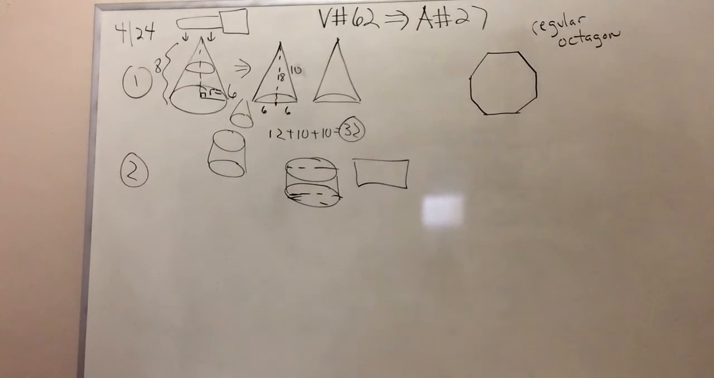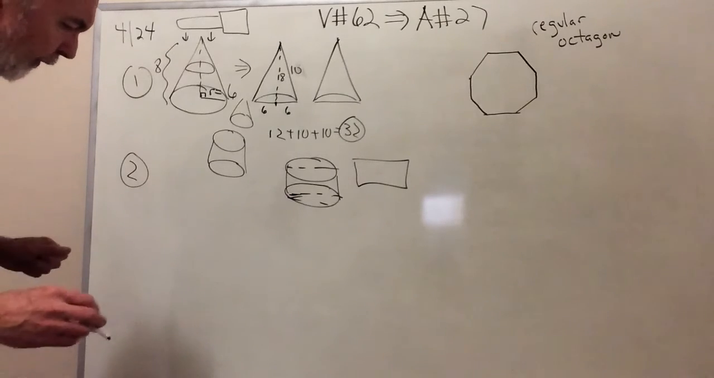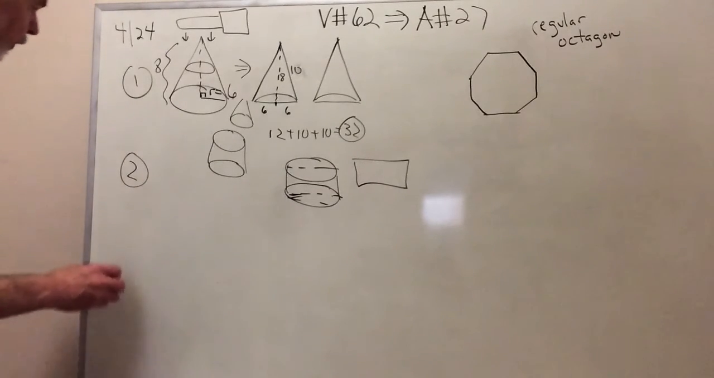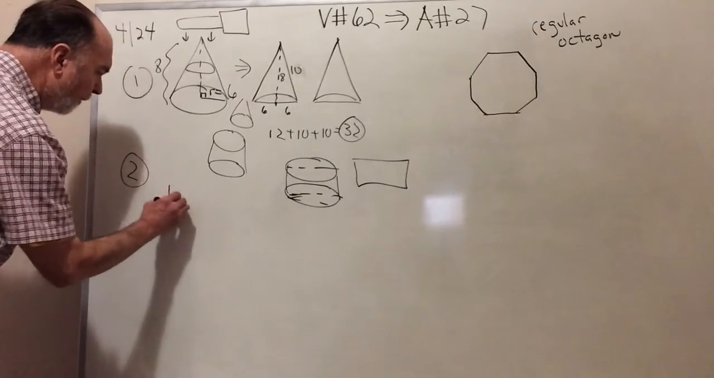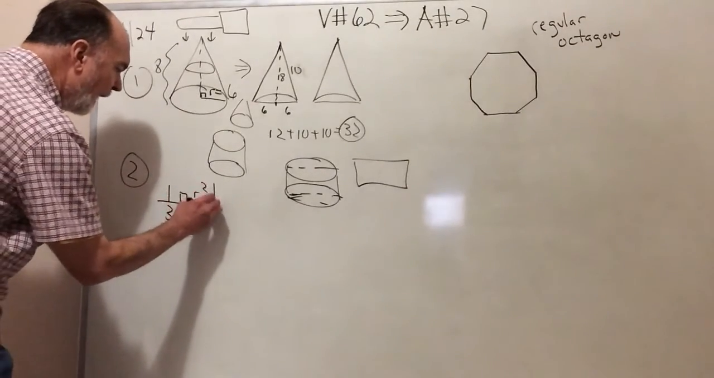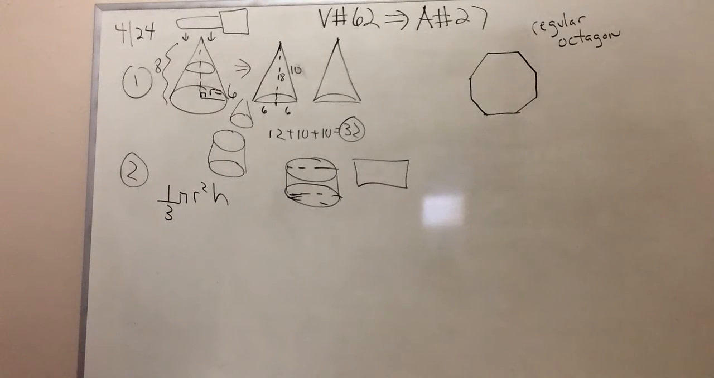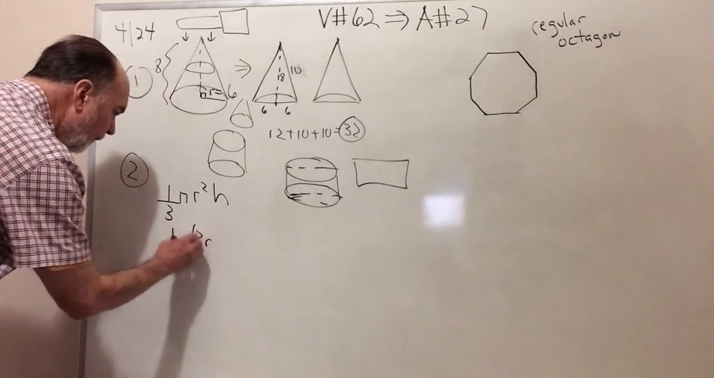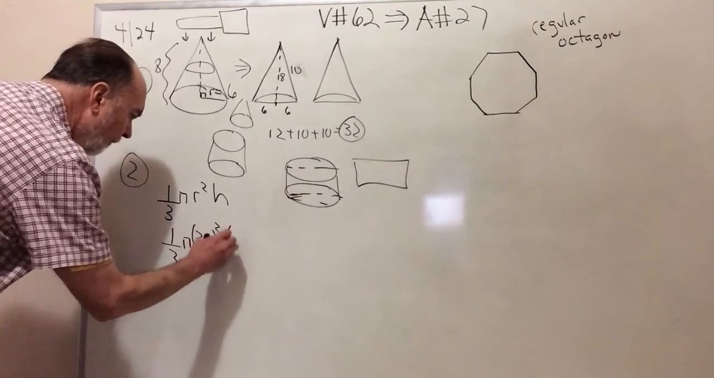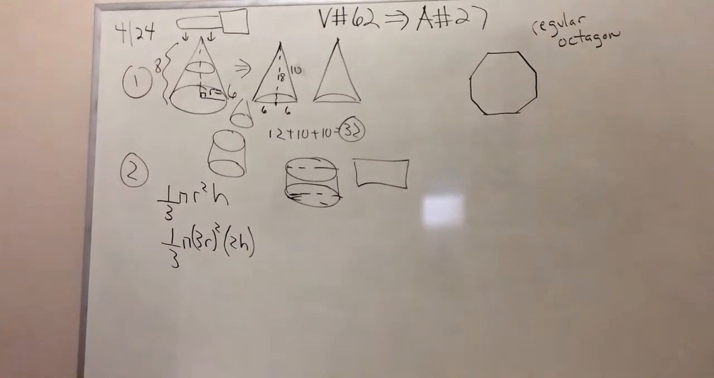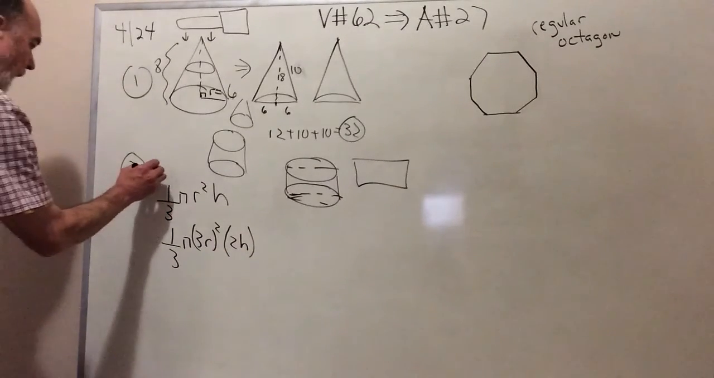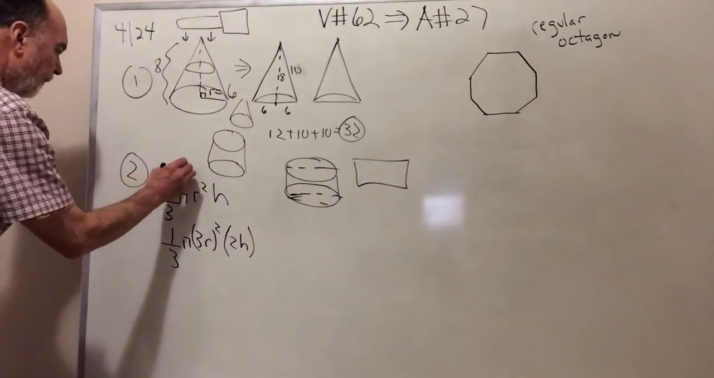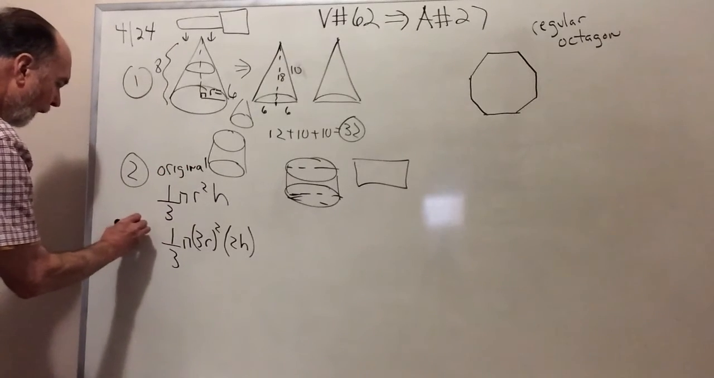Okay, and number two is another word problem. It says that a cone has its radius tripled and its height doubled. So the original cone, we don't need to make a picture, we just need to know the formula, is 1/3 pi r squared h. So now I'm going to triple the radius, and I'm going to double the height. And then I'm asked to find the ratio from the original on the bottom to the new on the top.